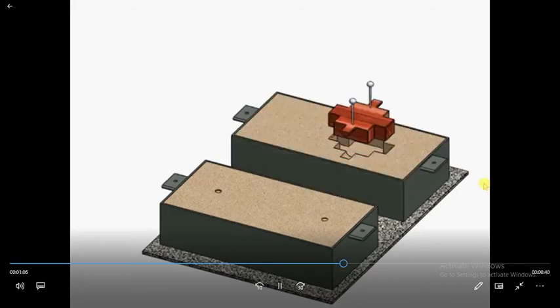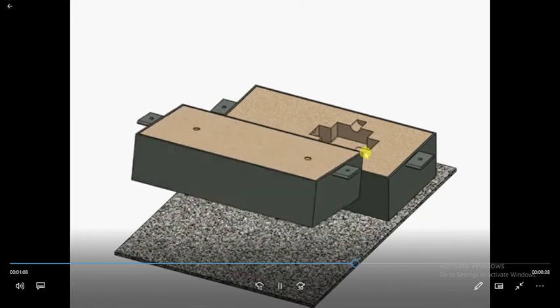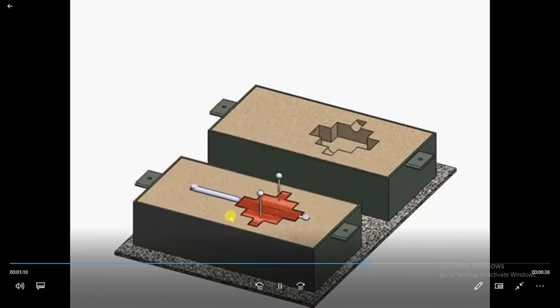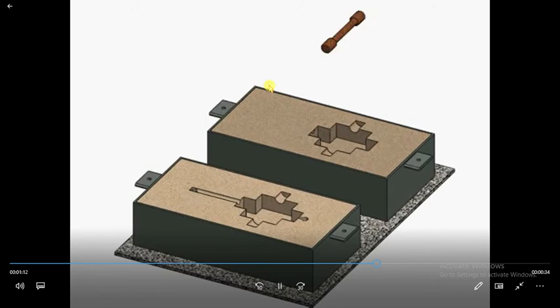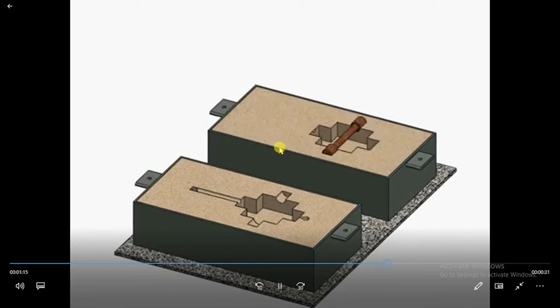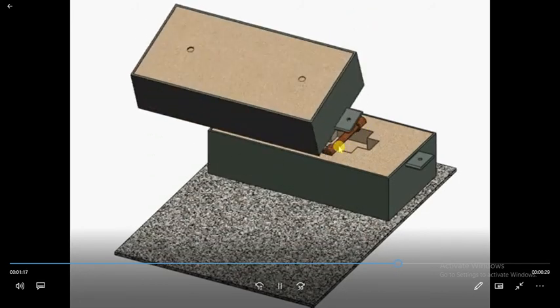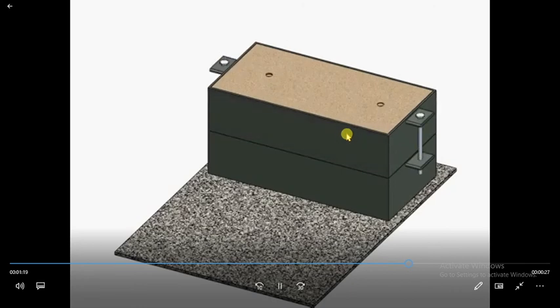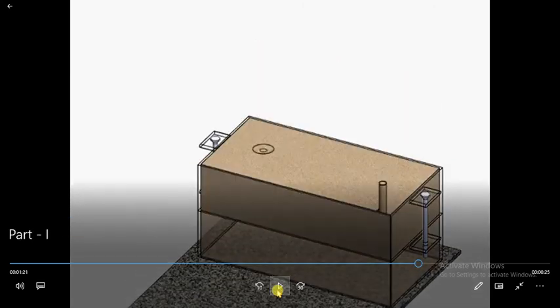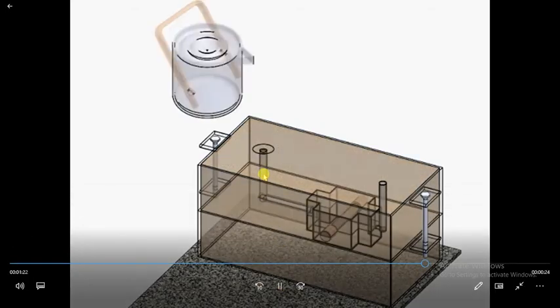The flask is flipped and the pattern is removed, and the cavity is found over here. Again this is flipped, and the pattern is removed. This is the core; we want a hollow part, that's why the core is there. Here you can see the pouring cup, which guides the molten metal to flow inside the cavity through the sprue and gating system.